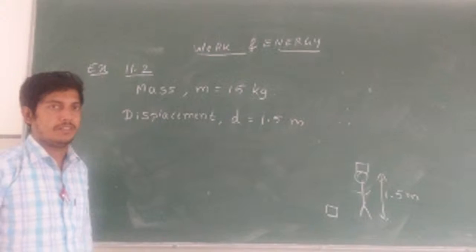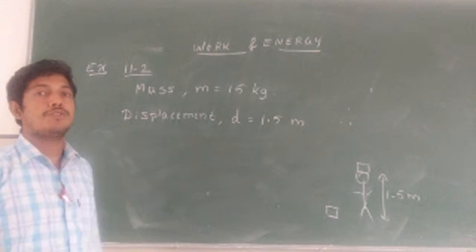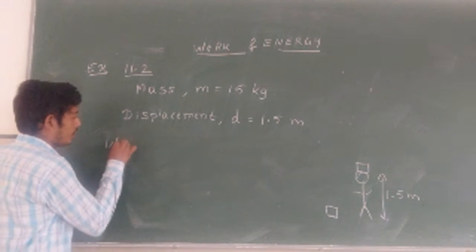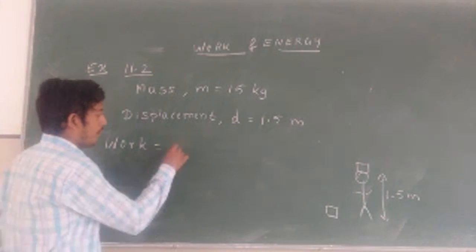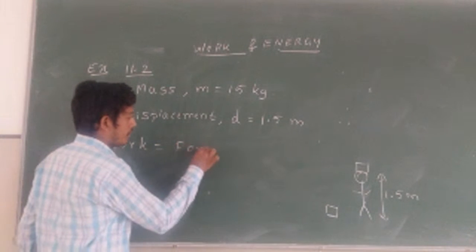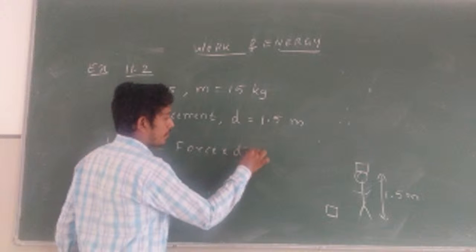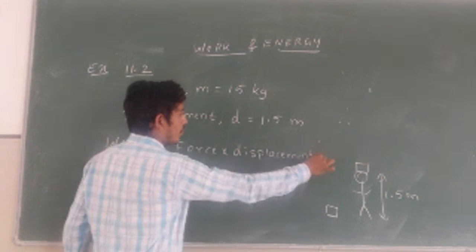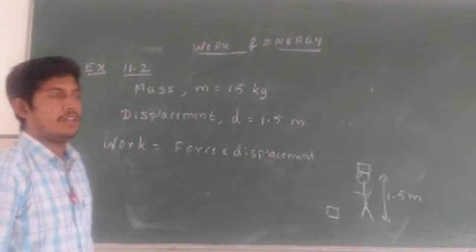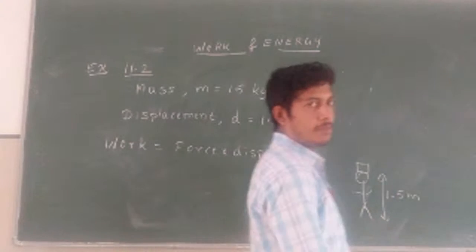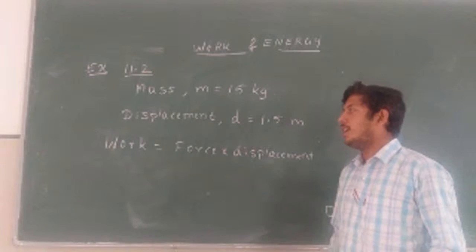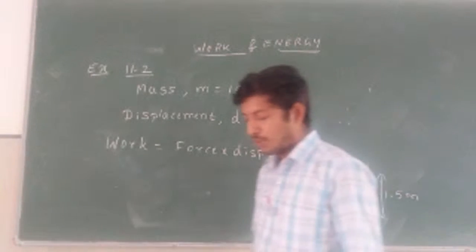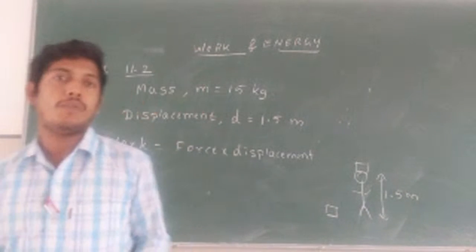We have to find out the work done. So I will write the expression for work done, that is work equals force into displacement. Now your displacement is given, that is 1.5 meter, but the force value is not given. You have to find out the value of force.